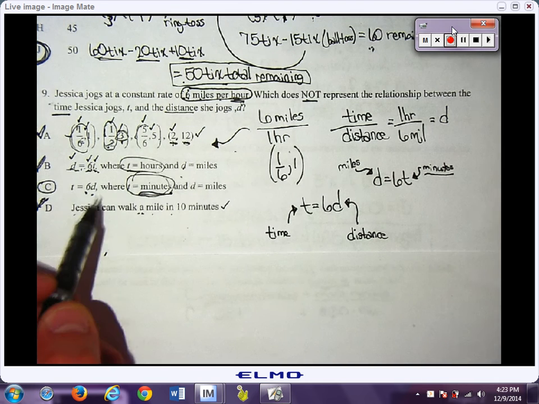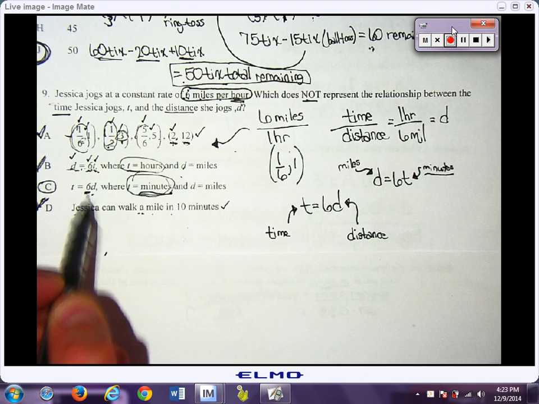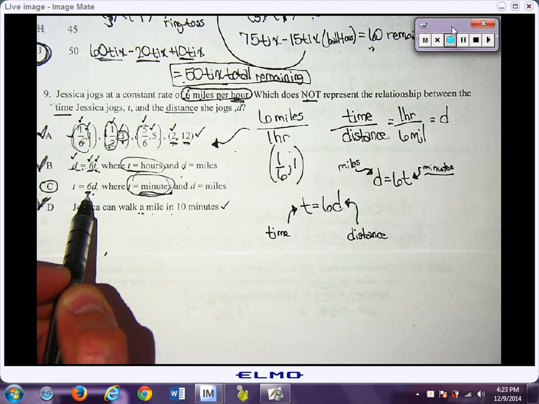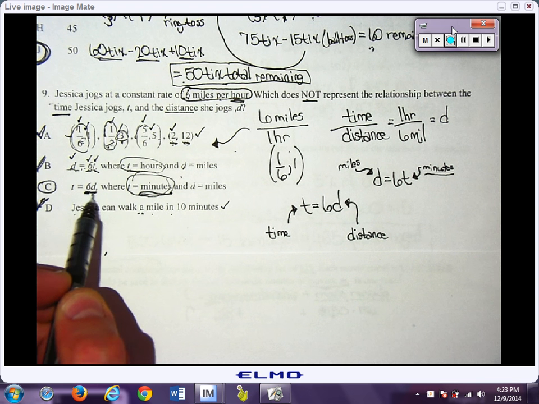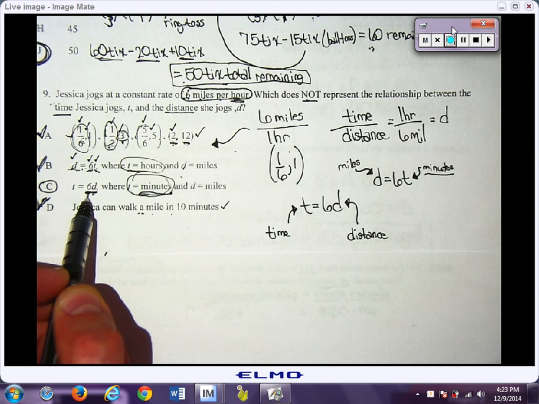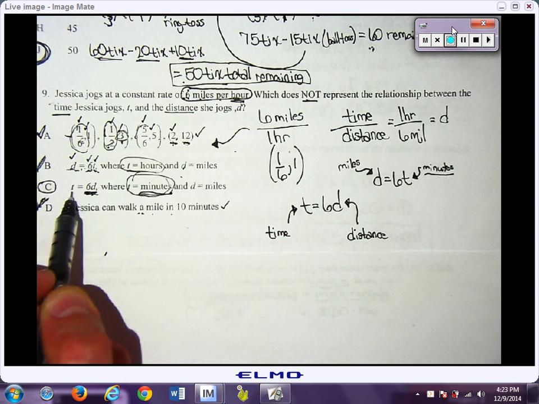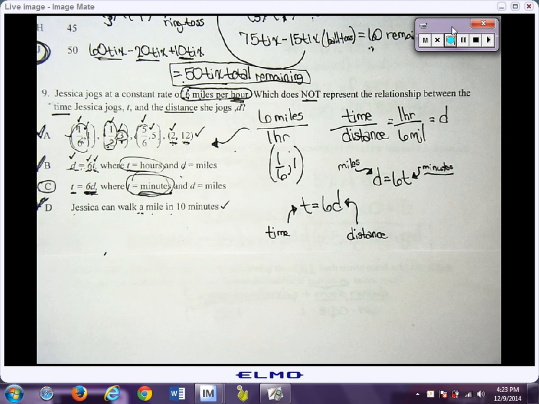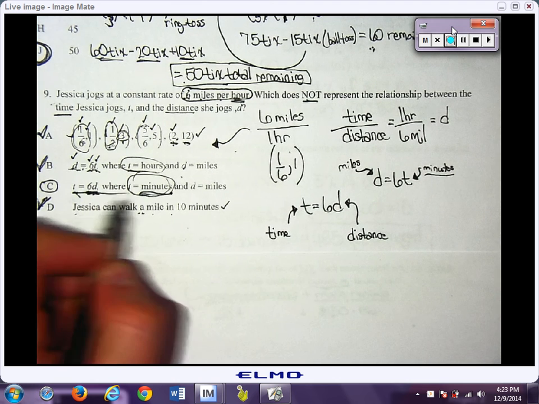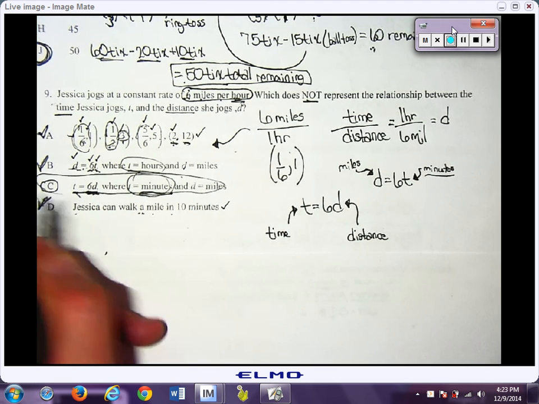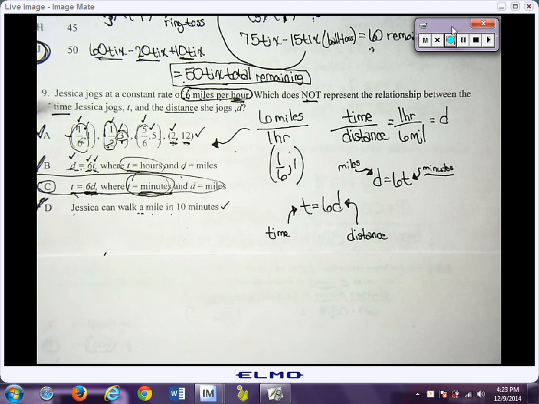First of all, it talks about if she goes 6 miles an hour, you're going to multiply that times her time, not times her distance. You're not going to say I walk 6 miles an hour, so if I walk 6 miles, that's going to tell you how much time I've gone. No, you'd have to divide for that. So the way this is set up is all messed up, which is why this is the answer that does not match this story. So choice C was the correct one to pick.